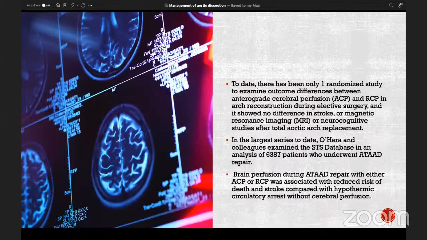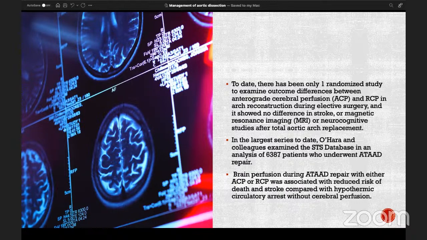So to date, with regard to cerebral perfusion, we have antegrade cerebral perfusion, either through the right axillary artery with clamping of the right innominate artery, or selective cerebral perfusion if you are doing an arch, or retrograde perfusion through the SVC. One randomized trial compared perfusion through antegrade and retrograde routes, and there was no difference in terms of stroke, MRI imaging, or neurocognitive studies after total arch replacement.